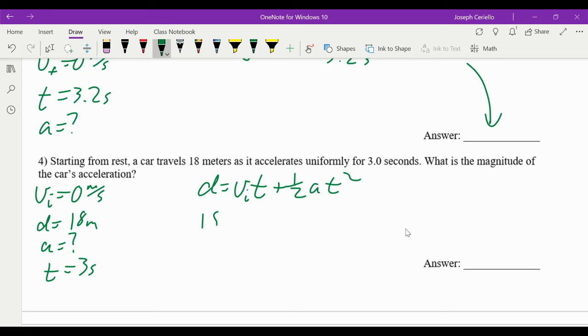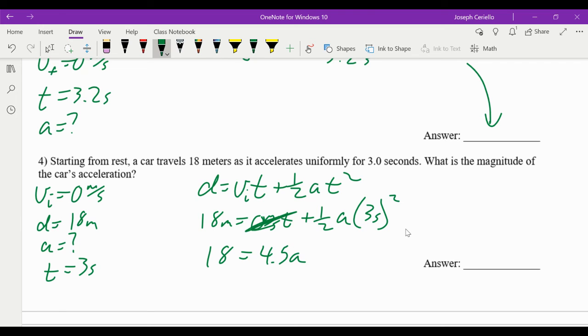So D is 18 meters. V initial is 0 times T, it doesn't matter what T is, it just goes away. 1/2 A and then 3 squared. All right. So 1/2 of 9, because 3 squared is 9, is 4.5 A. So 4 meters per second squared equals A.